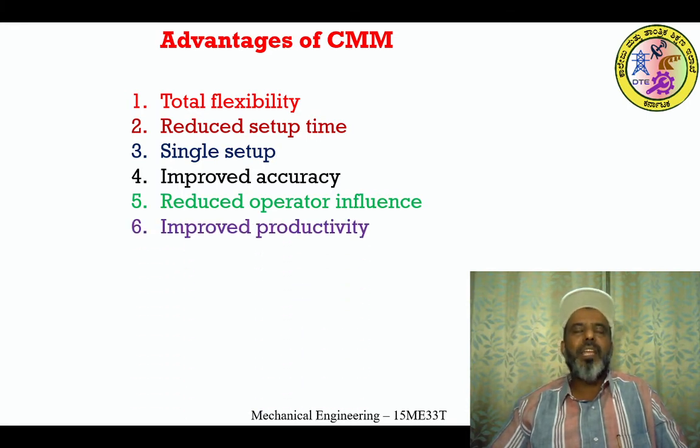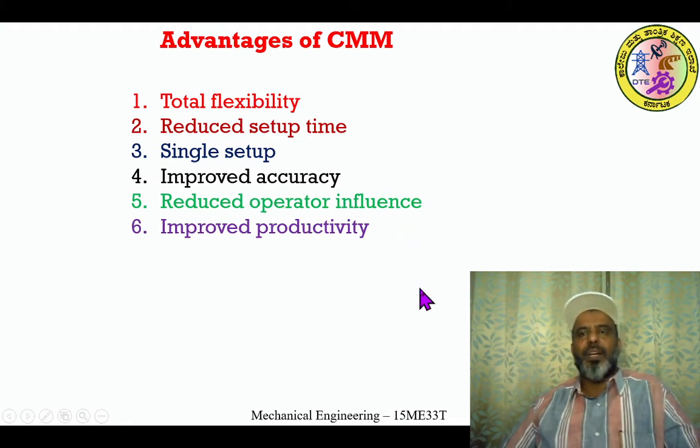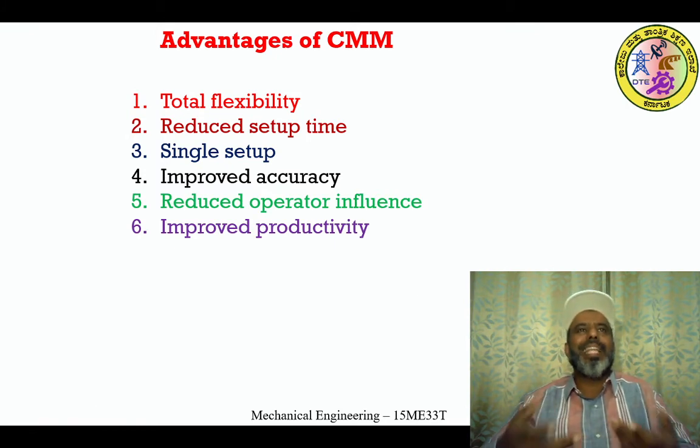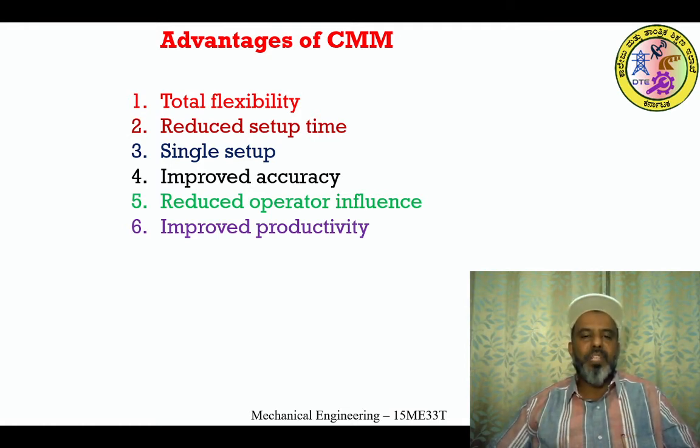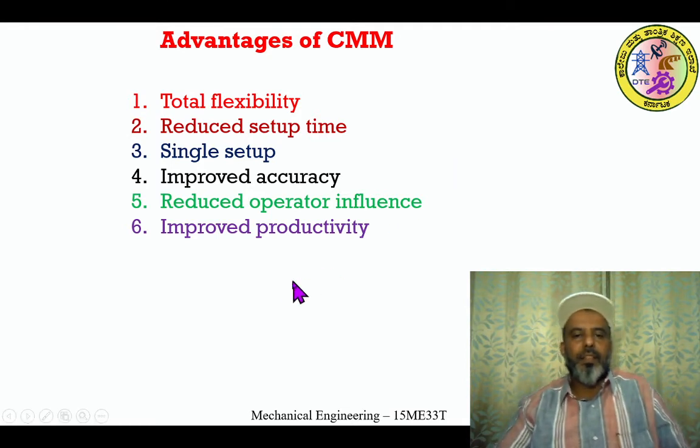Then next is the improved productivity. As you see, there is total flexibility, reduced setup time, single setup, improved accuracy, and reduced operator influence. Because of all these advantages, these are going to increase the productivity in an industry when compared with the hand inspection methods. Therefore, it improves the productivity in an industry. These are the advantages of CMM.